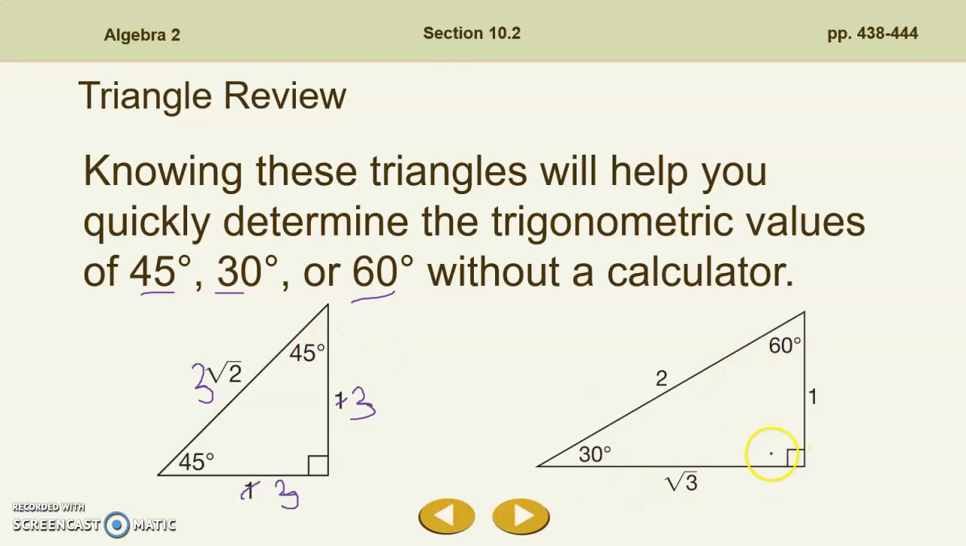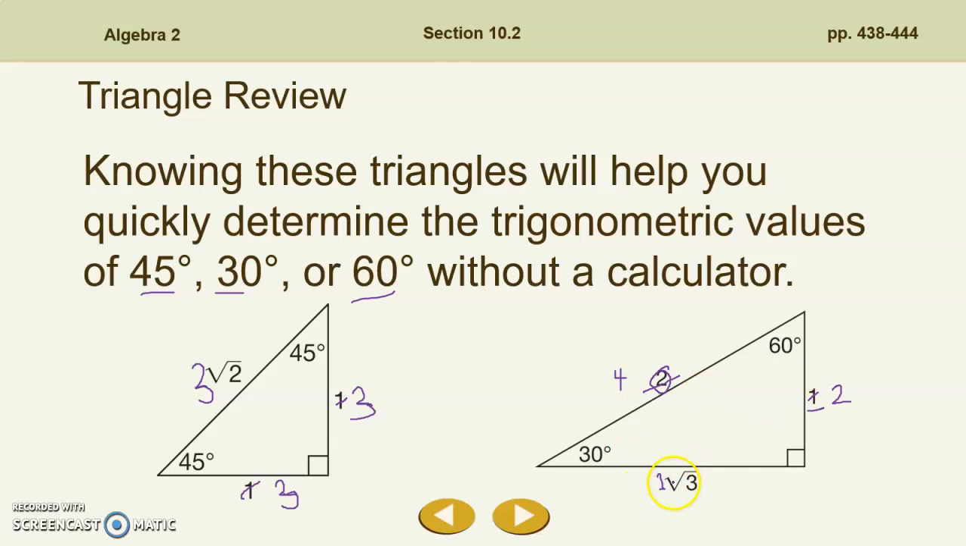In a 30, 60, 90 triangle, again, no matter our sides, they're always going to have this ratio. If our side opposite the 30-degree angle is 1, our hypotenuse is always going to be double that, 2. And our third side, our leg, will be the short side times the square root of 3. So 1 square root of 3. If the side opposite my 30-degree angle were 2, my hypotenuse would be double that, which would be what?